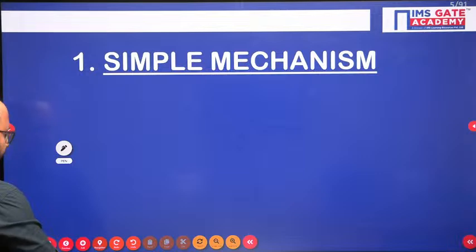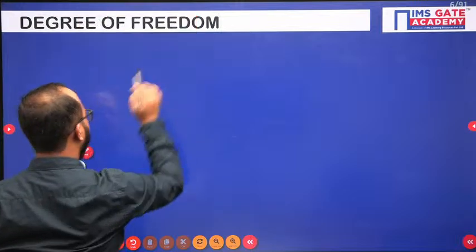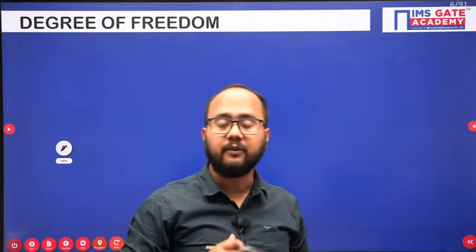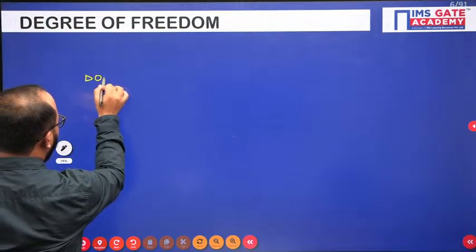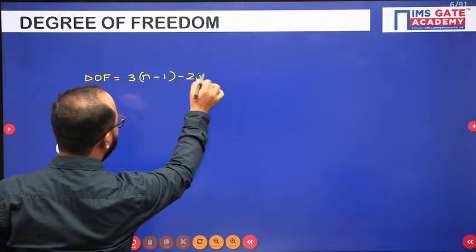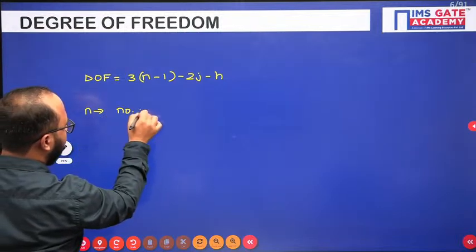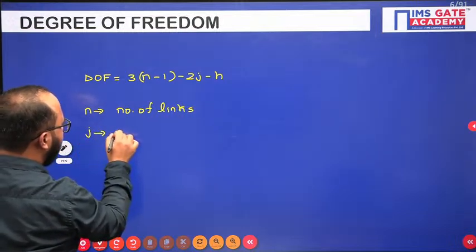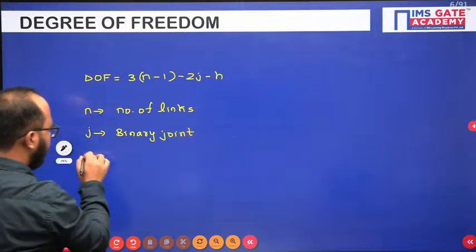In simple mechanism, the first topic to discuss is degree of freedom. Sometimes they ask you to calculate the degree of freedom, and I hope you remember the equation we use. It is the Kutzbach equation: degree of freedom equals 3(n minus 1) minus 2j minus h. Here n is the number of links, j is the number of binary joints, and h is the number of higher pairs.